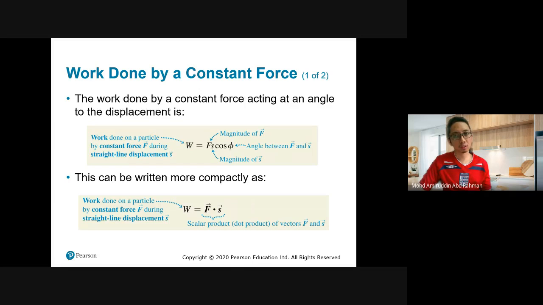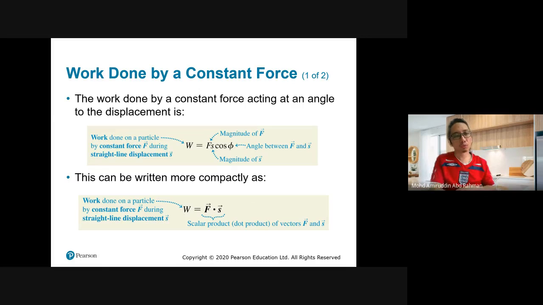Okay? So work done by a constant force. Right, so the work done by a constant force acting at an angle to the displacement is, so this is where we consider a certain angle, all right? So let's say we have an object, okay? So we have a force acting at a certain angle. So you have the object here, so let's say over there. So let's say you pull in that direction. So you have the force over there.